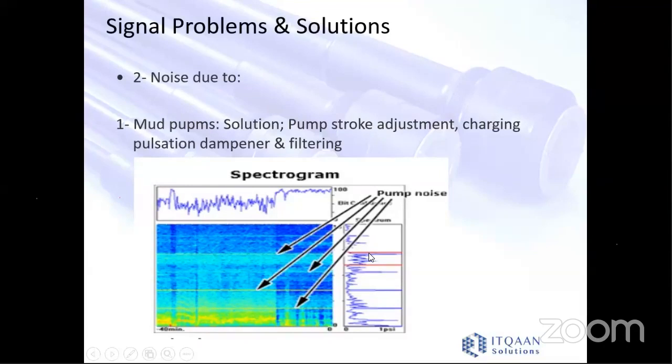frequency. The pump noise on this graph is shown as horizontal lines. You can see these four horizontal lines here, the pump noise. If one of these frequencies falls inside our bandwidth, we need to make a correction. What we could do is adjust the pump stroke, make sure the pulsation dampener is well charged, and we can also use filtering.